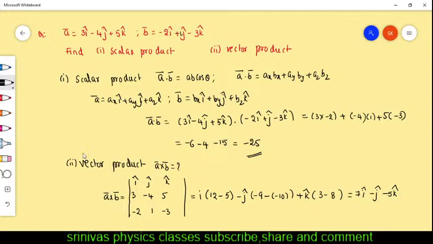Here, when you find out the vector product, you get a vector. When you find out the scalar product, you get a scalar, right? Scalar means it has only value, only magnitude. Vector means magnitude plus direction. Who gives the direction? i cap, j cap, k cap give the direction. Here it has only magnitude, no direction. This is about scalar product and vector product.